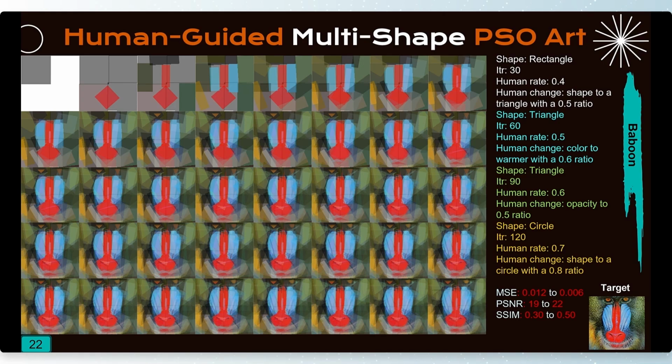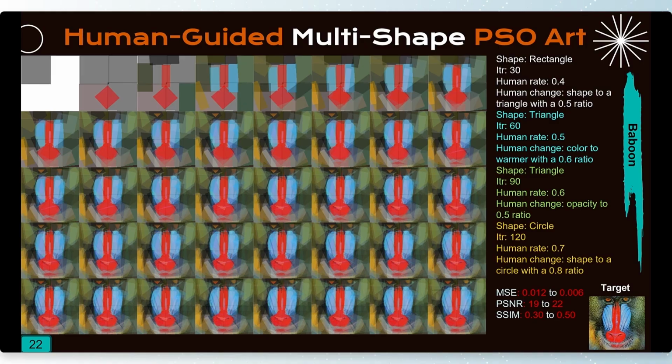Then at iteration 120, it asks for what changes. I just said use the circle. So we had the rectangle and triangle, and now we have added circle. Human rate of 0.7, so basically I was satisfied, like 0.7 out of 1. Then we have the human change shape to circle with the 0.8 ratio.